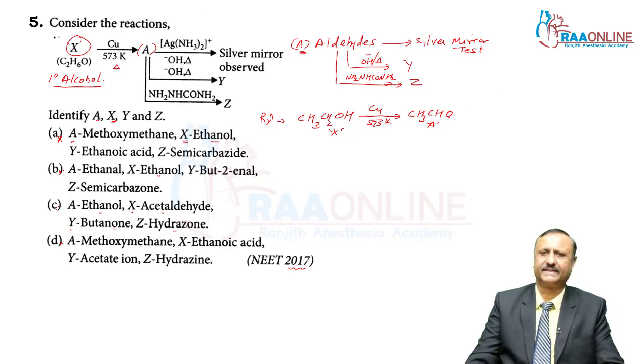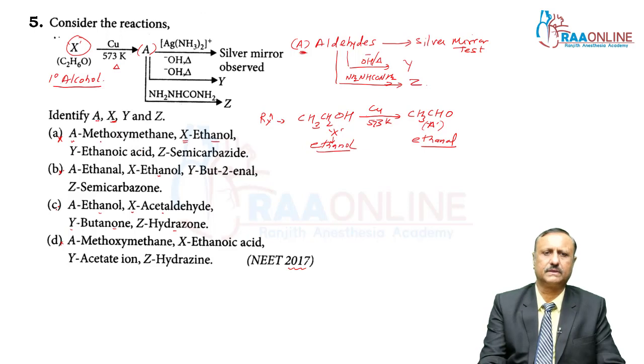Now, my dear students, we can see here the reaction given by CH3CH2OH with copper at 573 Kelvin, and you can get CH3CHO. Here, my dear students, this is called ethanol, okay. X is ethanol. X for ethanol is present in A and B, and C and D are not the answer, because X is ethanol, which is present in A and B.